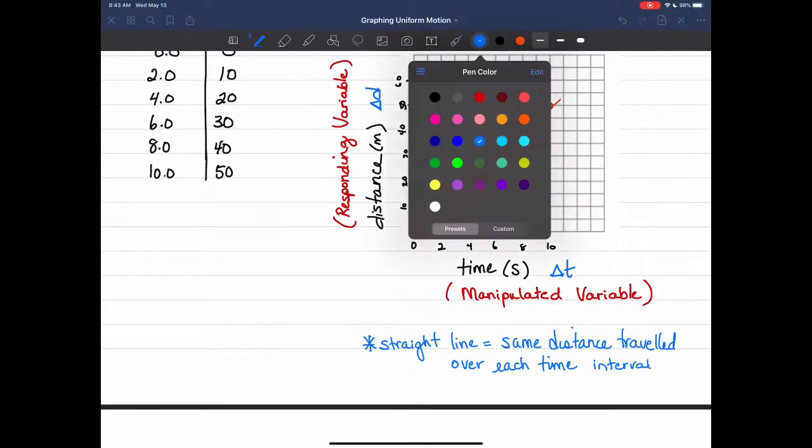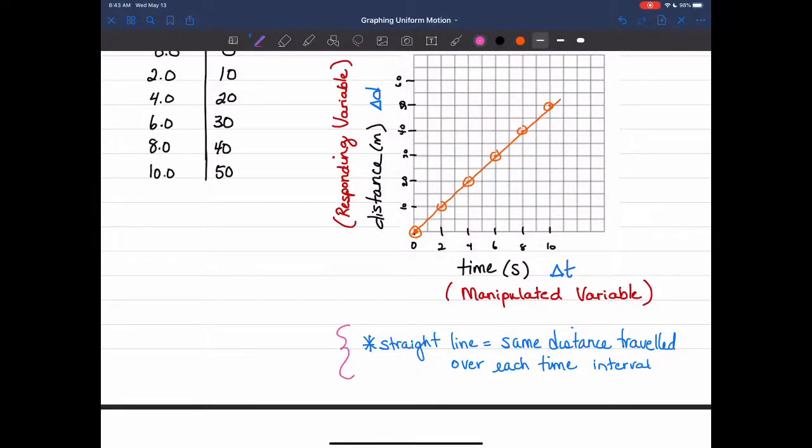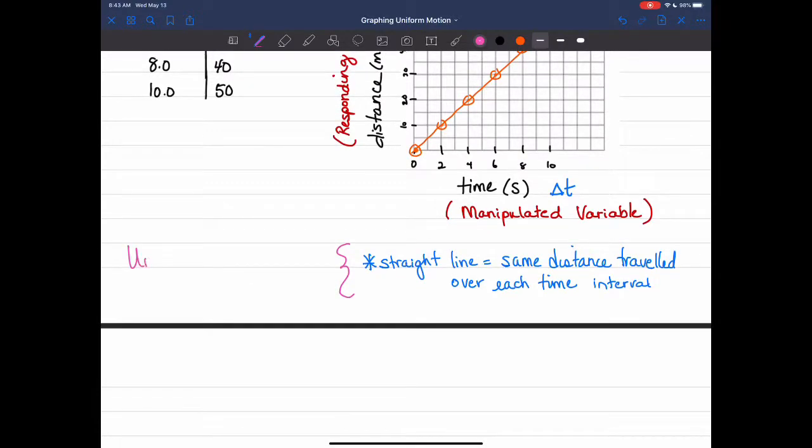And again, what do we call that when we have the same distance being traveled over time? That's uniform motion. Okay.